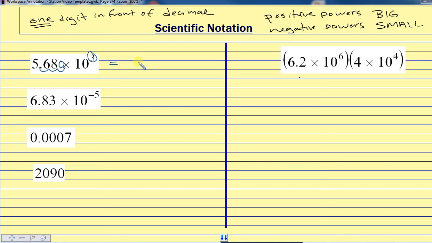So in standard notation, this would be 5680 or 5680.